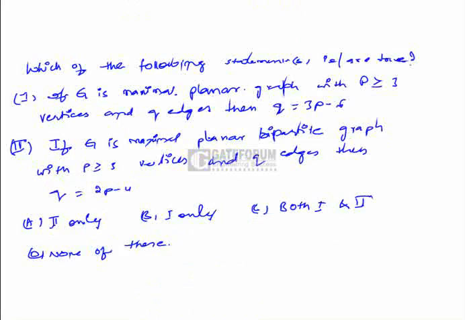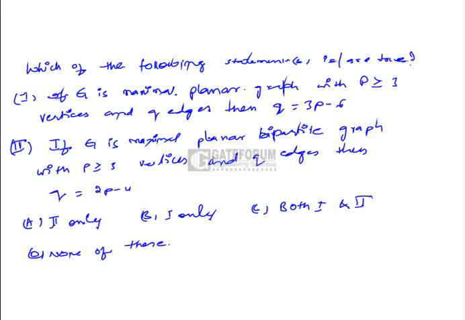Which of the following statements are true? First statement is given as, if G is a maximal planar graph with P greater than or equal to 3 vertices and Q edges, then Q is equal to 3P minus 6. And the second statement, if G is a maximum planar bipartite graph with P greater than or equal to 3 vertices and Q edges, then Q is equal to 2P minus 4.